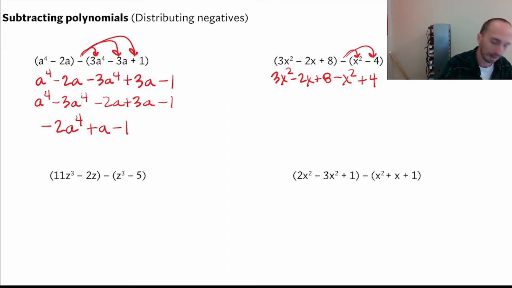Okay. Then I don't think I really need to grab these and rearrange the terms to see what's going on. Maybe I'll use a highlighter this time. 3x squared minus x squared is 2x squared. And then, okay, with x's, there's nothing for me to combine with, so I'm just left with the negative 2x. And then the constants, that's plus 8 and plus 4, which is going to be plus 12.